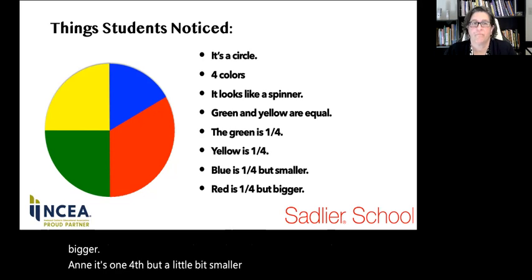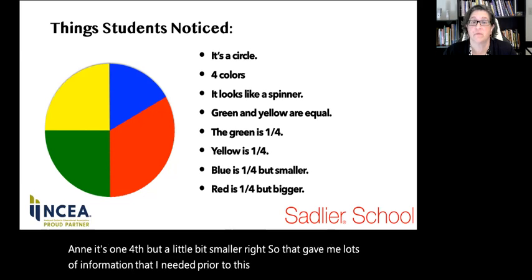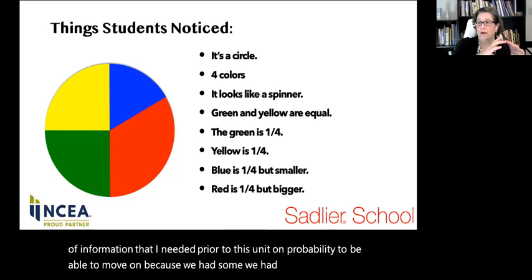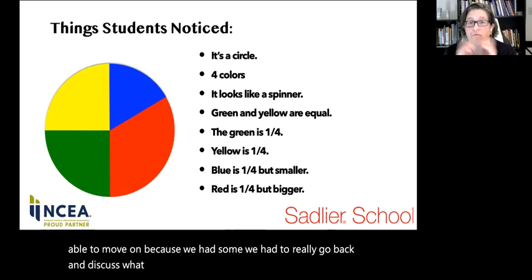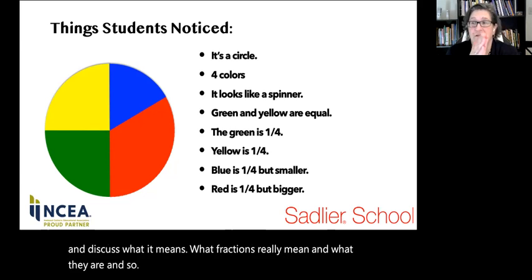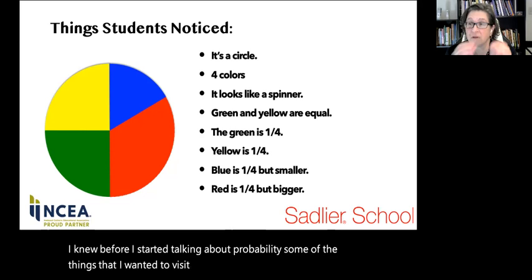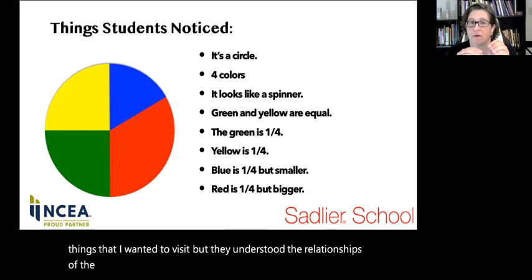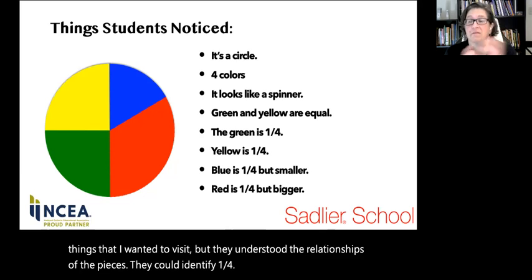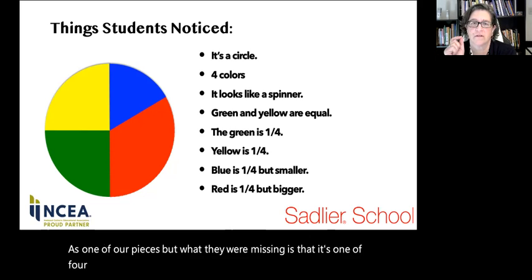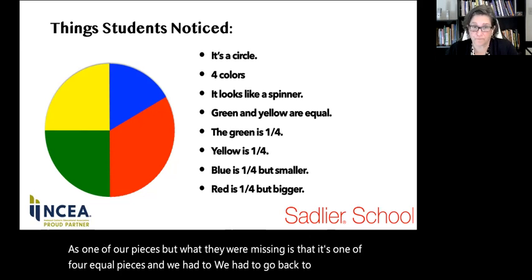So that gave me lots of information that I needed prior to this unit on probability to be able to move on, because we had to really go back and discuss what fractions really mean and what they are. I knew before I started talking about probability some of the things that I wanted to visit, but they understood the relationships of the pieces. They could identify 1/4 as one of 4 pieces, but what they were missing is that it's one of 4 equal pieces. And we had to go back to that together.